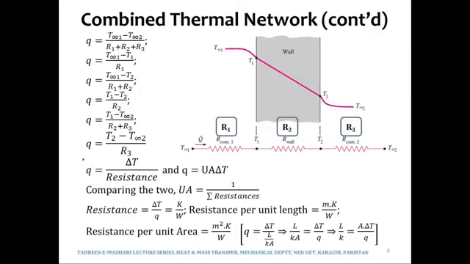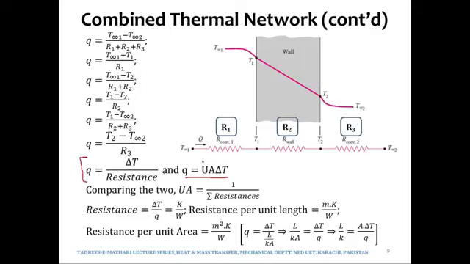Now we are writing Q in the form of delta T over resistance, and there is another expression which says Q is equal to UA delta T. Probably you would have seen this in refrigeration and air conditioning or somewhere before, where U is called the overall heat transfer coefficient.